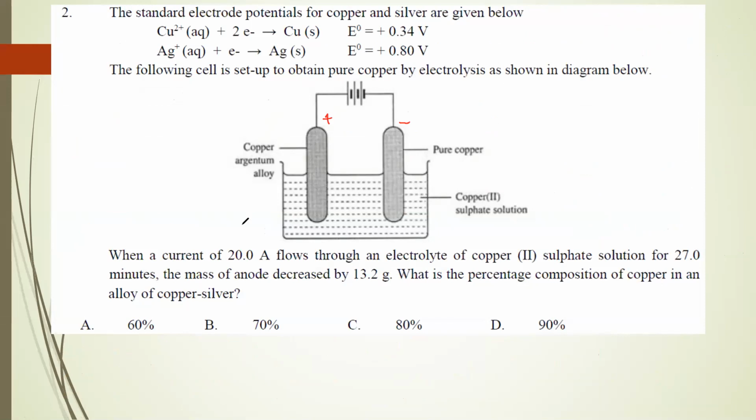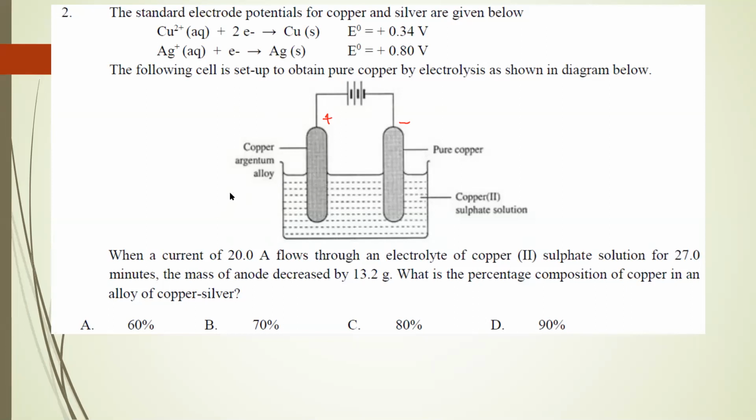When a current of 20.0 ampere flows through the electrolyte of copper 2 ion for 27 minutes, the mass of the anode decreased by 13.2 gram. What is the percentage composition of copper in the alloy of copper silver?